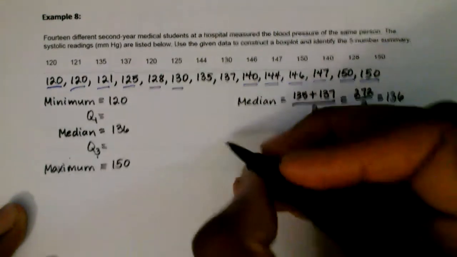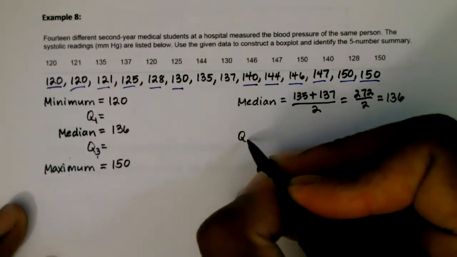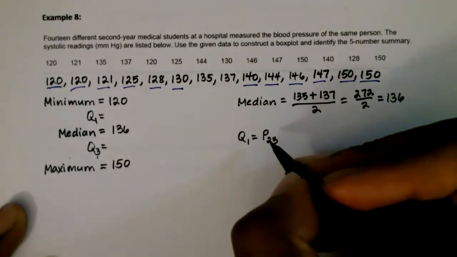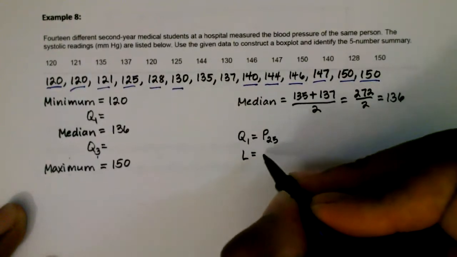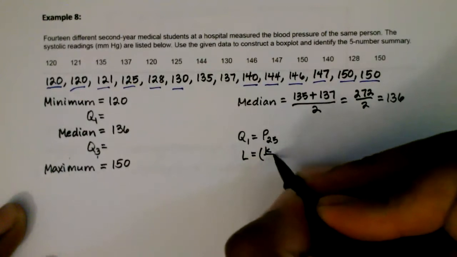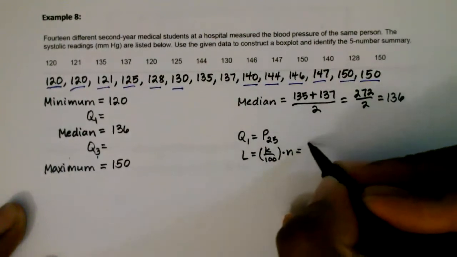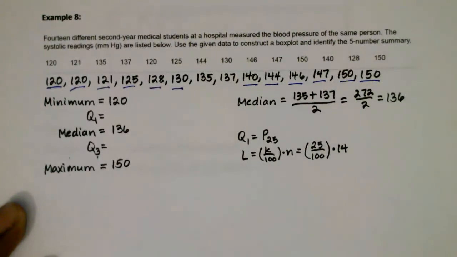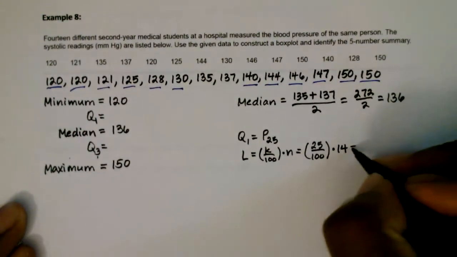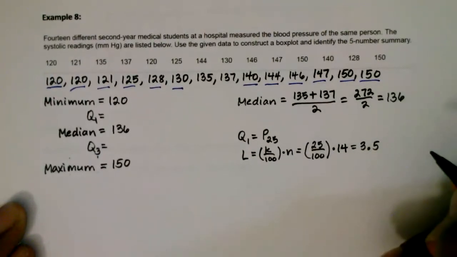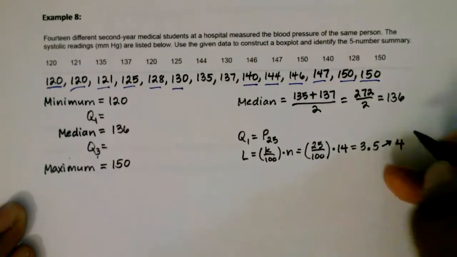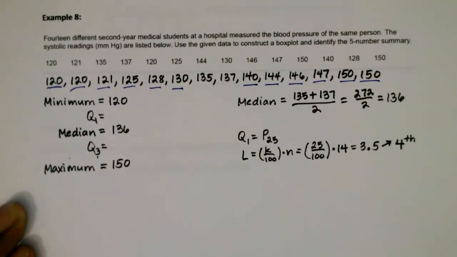Now let's find Q1. And that's going to be the 25th percentile. And to do that, we have to use L equals K over 100 times N. So this time K is 25 divided by 100 times, and there are 14 data values here. So 25 divided by 100, then you multiply by 14, you're going to get a decimal of 3.5. So when we get a decimal for our L, we need to round up to the next larger number. That would be 4. So we need to identify the 4th number in that data set.